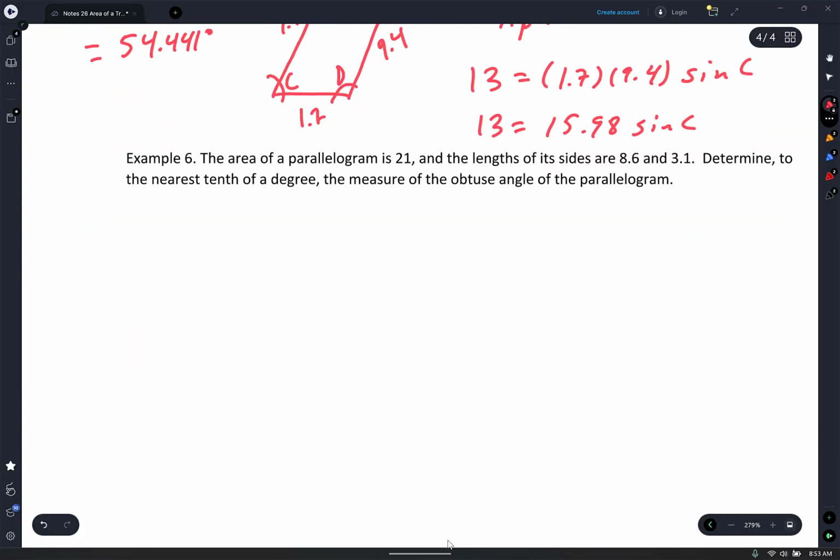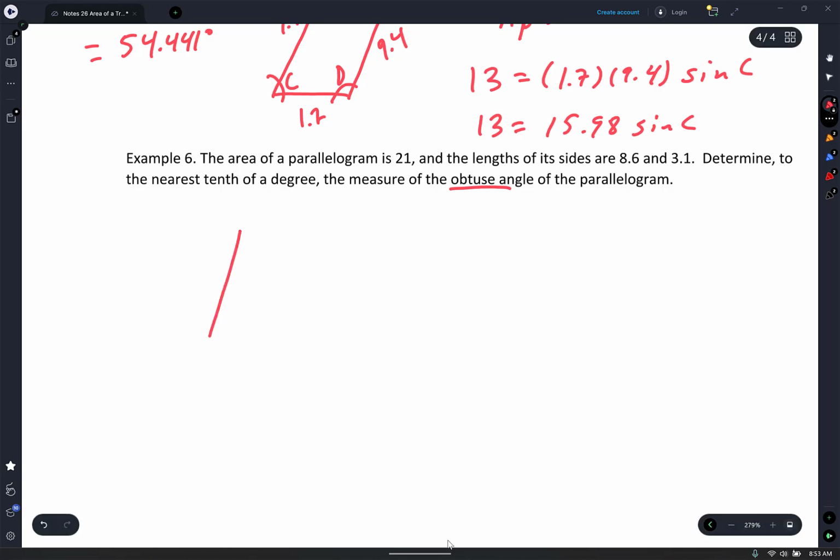Last one. The area of a parallelogram is 21, and the lengths of its sides are 8.6 and 3.1. Determine to the nearest tenth of a degree the measure of the obtuse angle. This time they want the obtuse. Every time I do the inverse sine, I'm always going to get the acute. Always. So to get the obtuse, you got to subtract from 180. Are we clear? Just like we did a little while ago to check the areas work.